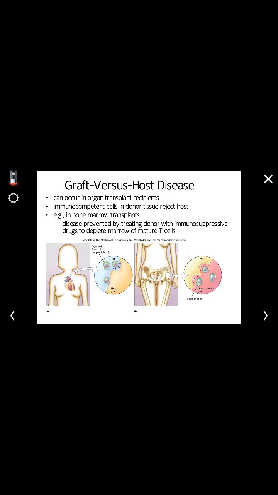Graft versus host disease can occur in an organ transplant recipient. Immunocompetent cells in the donor tissue reject the host, like in bone marrow transplants. The disease is prevented by treating donors with immunosuppressive drugs to help deplete the marrow of mature T cells.